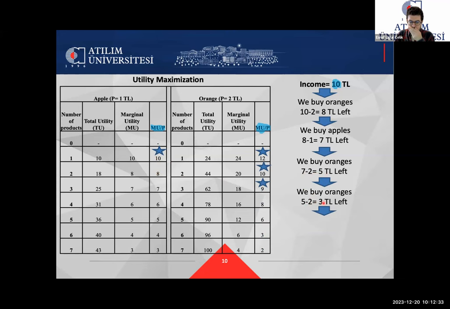Then 8 to 8. We choose the cheaper one in the equality condition, so apple. We pay 1 Turkish lira, so 2 Turkish lira left. Then 7 to 8. Again, orange gives the higher number, so we consume the orange. And there is no money left. So how many units came for the apple? 2 apples and 4 oranges give our utility maximizing condition, or consumer equilibrium.